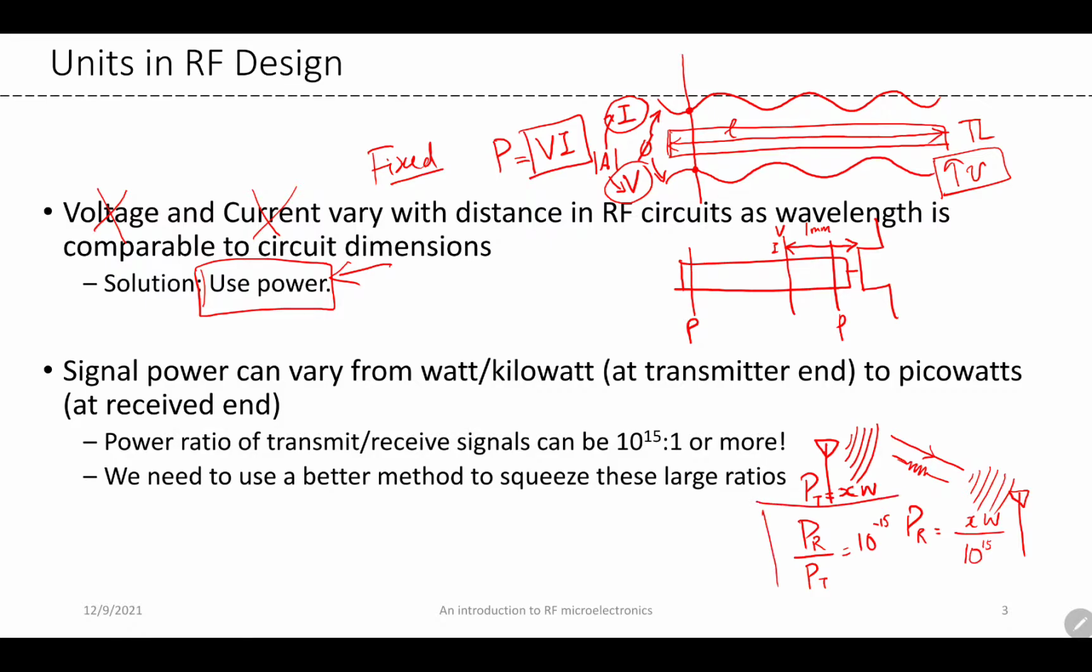So this is a huge ratio. So we need to have a system where we can capture ratios of this scale and make it easier for us to deal with these numbers. So instead of using numbers as is, we use some techniques to squeeze them into smaller numbers, into usable forms, so that they're easier to deal with. And the best way to squeeze large ratios is using a log. So that's exactly what we do.